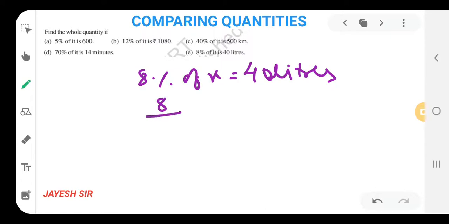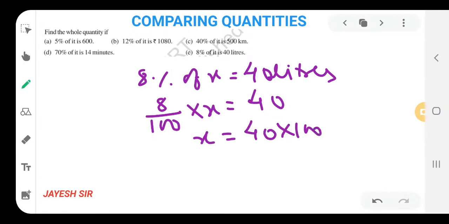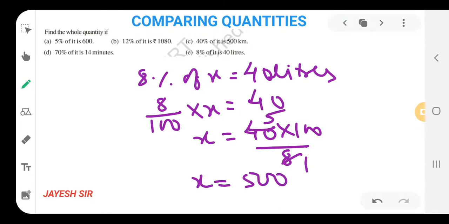8% of x is equal to 40 liters, that is given to us. Now 8%, to remove the percentage sign we divide by 100. Here 40 as it is. Now x, here 100 is in division, after going that side will be in multiplication, and 8 is in multiplication, after going that side will be in division. Now what you can do, 8 1s are 8, 5s are 40. I know the table of 8. So the final answer is 500.